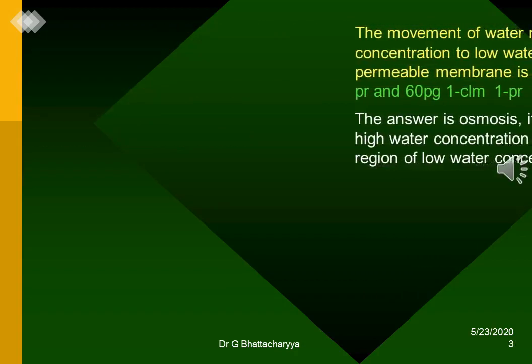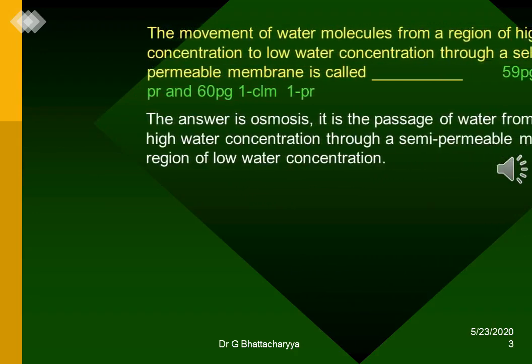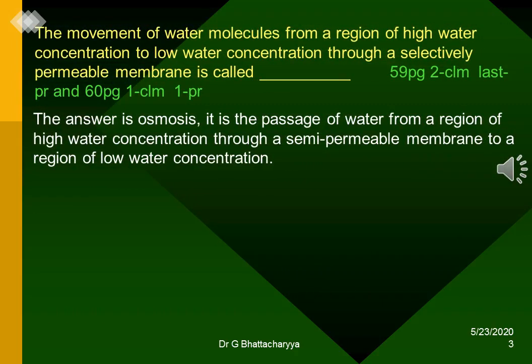The movement of water molecules from a region of high water concentration to low water concentration through a selectively permeable membrane is called dash. The answer is osmosis. It is the passage of water from a region of high concentration of water through a semi-permeable membrane to a region of low concentration of water.